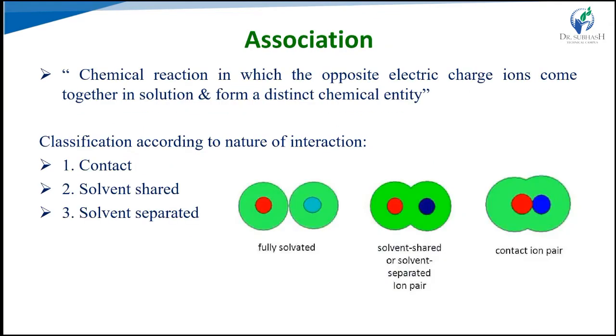The second terminology is association. These are chemical reactions in which oppositely charged ions come together in the solution and form a distinct chemical entity. That process is called association, which classifies the nature of the interaction, such as contact or solvent-shared, solvent-separated, like that.